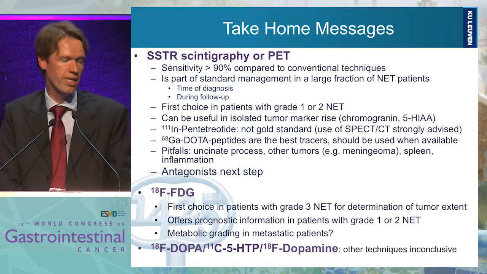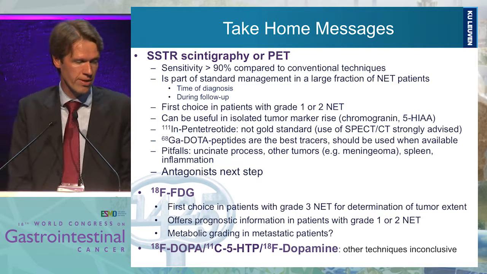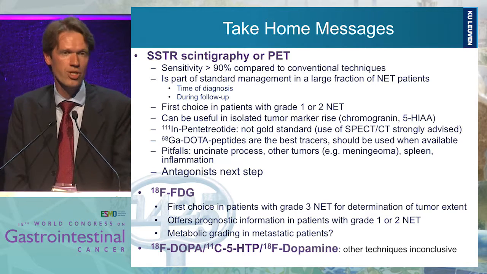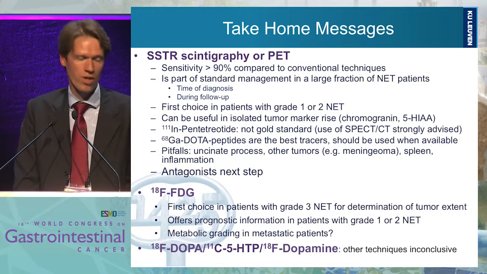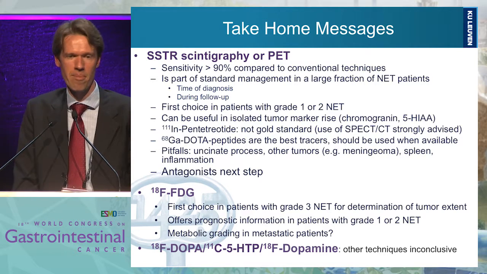And FDG is the first choice in grade 3 NETs. It offers prognostic information in patients with grade 1 or 2 NET. And maybe we could evolve to a metabolic grading system in metastatic patients.